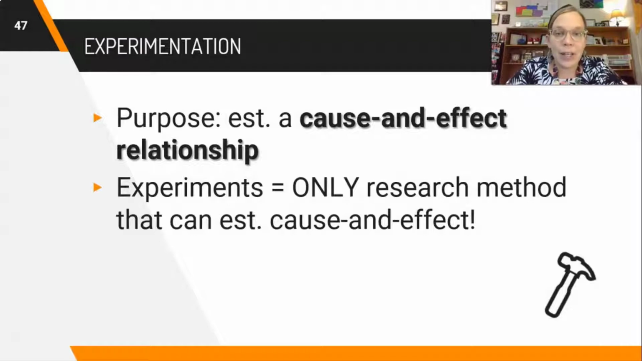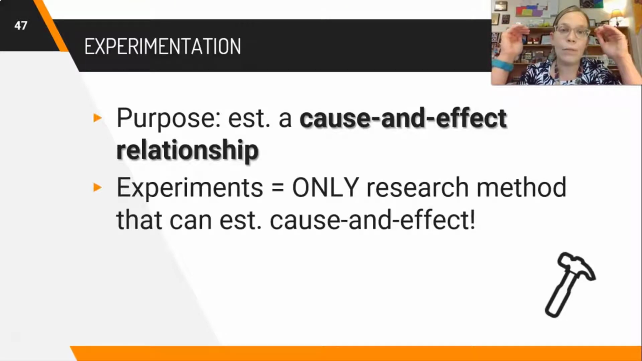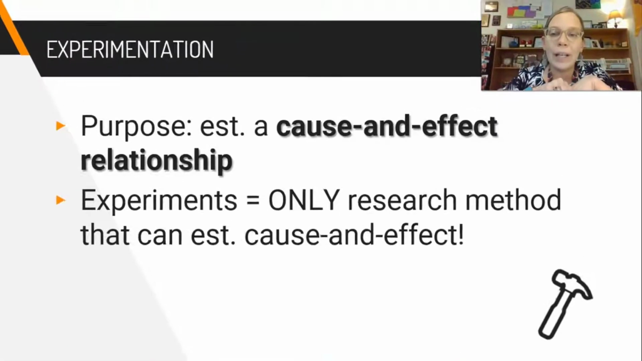Today we are talking about Module 6 in your textbook, and the focus here is on correlation and experimentation, so let's just jump right in. In psychology, the only research method that can establish cause and effect is experimentation. All the descriptive techniques we talked about last time can only find a correlation between two things, two variables.